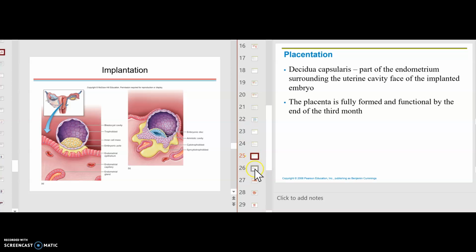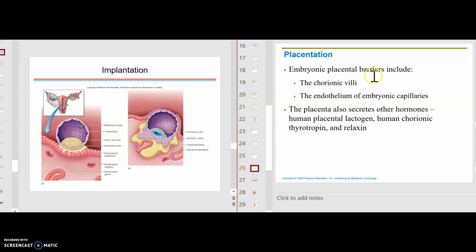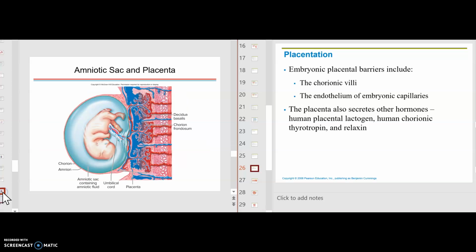Now, the embryonic placenta barriers include the chorionic villi, the endometrium, and so forth. So we're going to go to this other one here. And here's the placenta right there. Here's the decidua basalis. Decidua basalis is the mother's part. Here's the chorion frondosum. That's the portion of the chorion that combines to form the placenta with the mother's tissue.